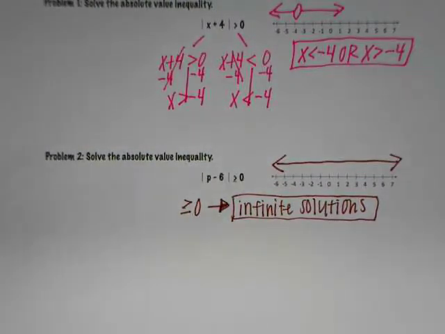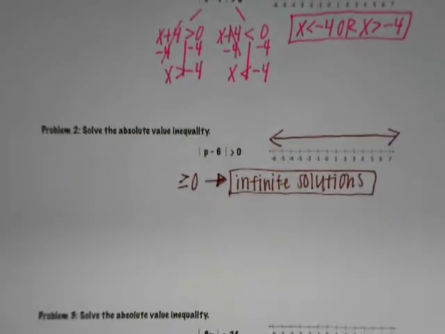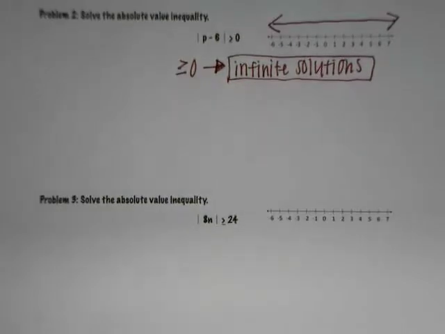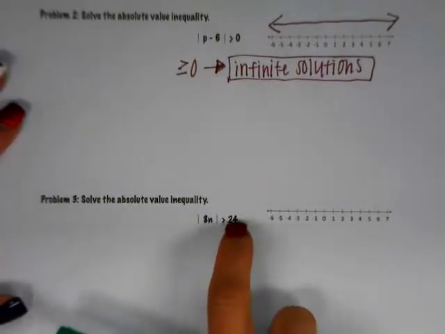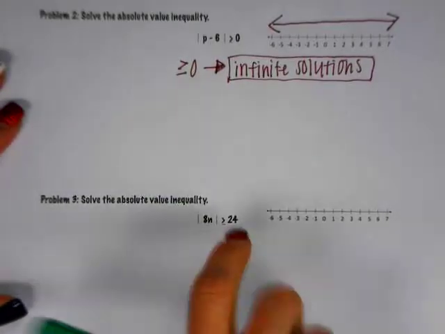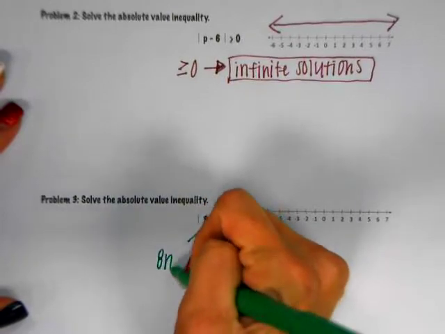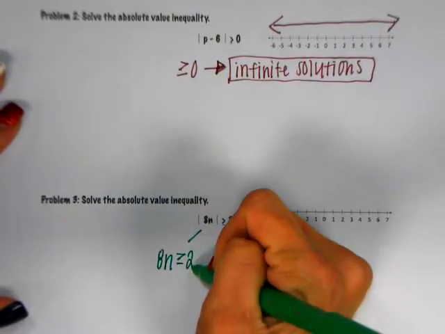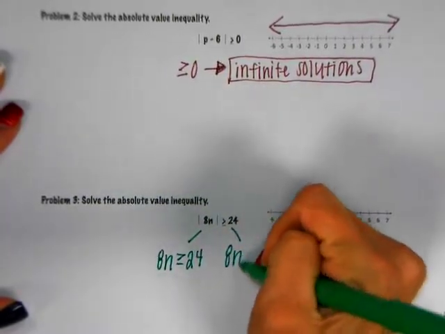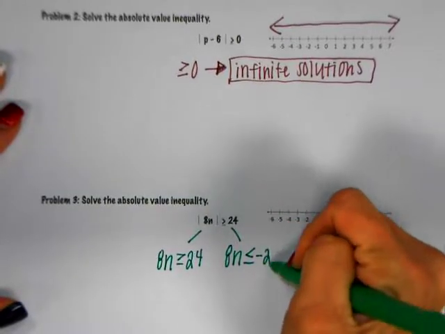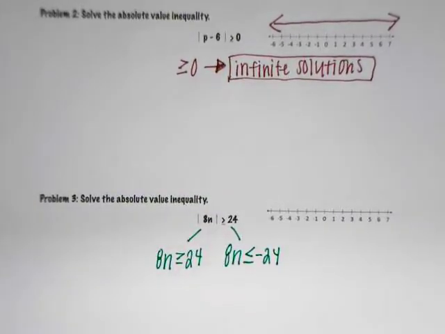Any questions so far? Okay. Let's go to the next one. All right, is the absolute value by itself? Yes. Do I have a 0 or a negative over here? Nope, so let's just solve it. So split it up. So we're going to do 8n is greater than or equal to 24, and then 8n is less than or equal to negative 24. So make the second one negative and also flip the sign.